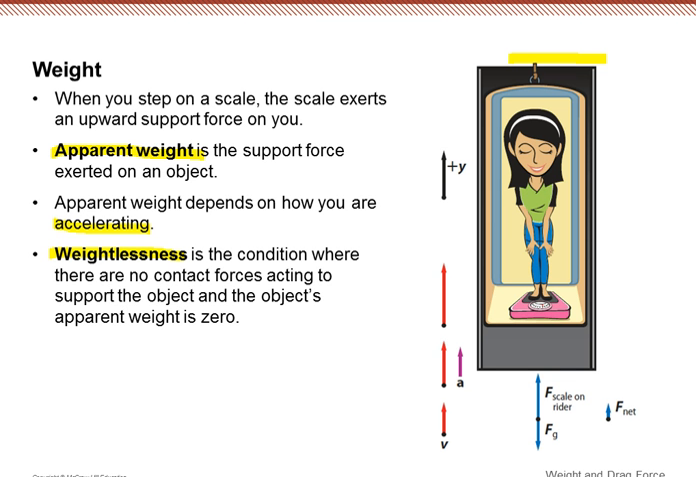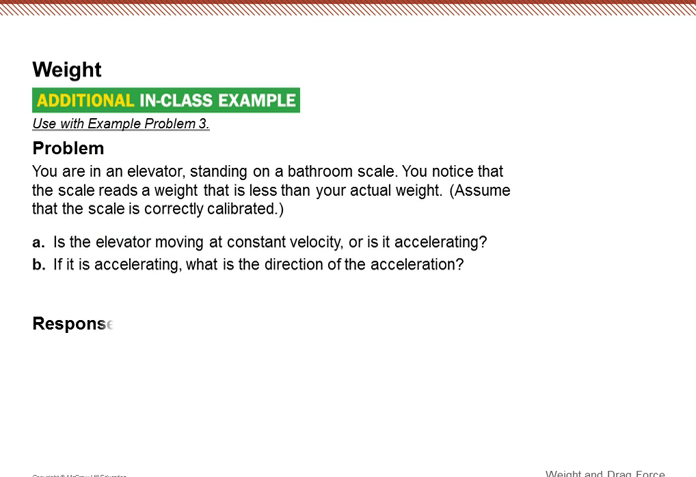The main thing you need to know here with apparent weight is that if there's no contact with the scale because we're in free fall, your apparent weight will be 0. If we are accelerating upward, your apparent weight will be higher than the weight on the scale. And if we are accelerating downward, then your apparent weight will be lower than what you would expect at rest.